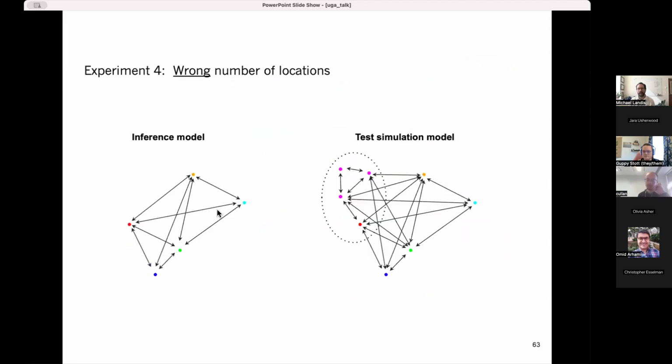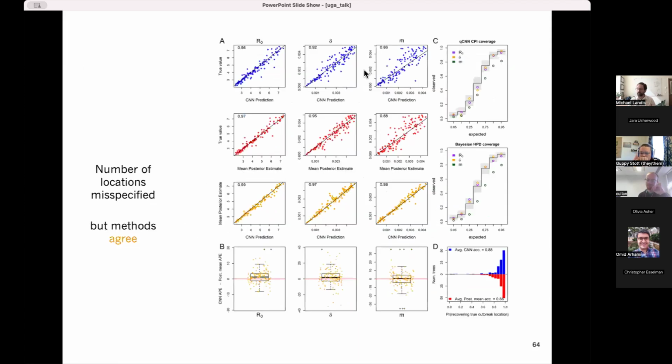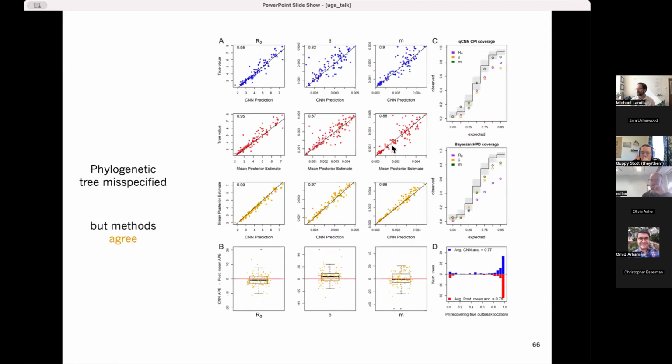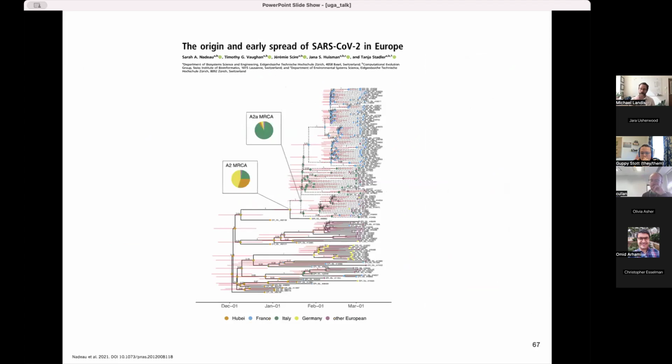Let's misspecify how many locations the model knows about. So we're going to simulate under a larger number of locations and then collapse them down to fewer locations. Both methods have the same amount of inaccuracy, but they tend to agree with each other more often than not. Let's misspecify what the input tree is, because maybe we have finite sequence data and we don't have a good point estimate for the tree. Again, both methods have error in their answers, but they tend to agree with each other more often than not. So over and over, under different realistic model misspecifications, we tend to get similar answers between Bayesian and deep learning-based approaches.